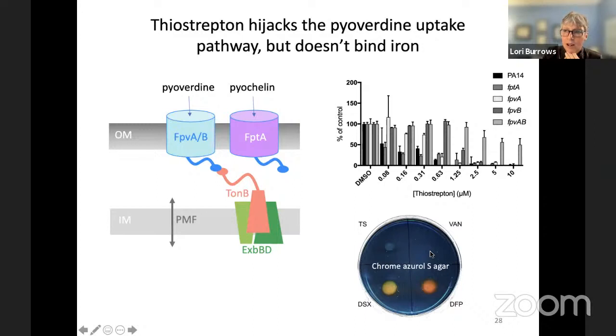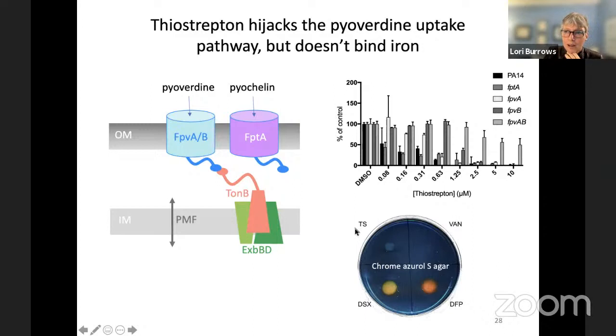And if you add an iron chelator that is stronger than the dye, it will steal the iron from the dye, and then you'll get a yellow or orangey color, right? So these are two control iron binding molecules, deferasirox and deferiprone. Both of them can strip the iron away from the dye, but Thiostrepton could not do that. And neither could the control vancomycin.